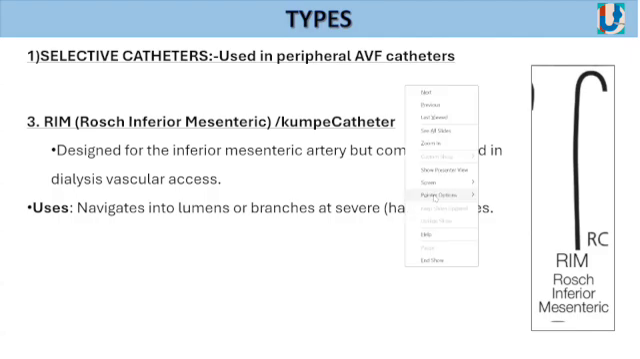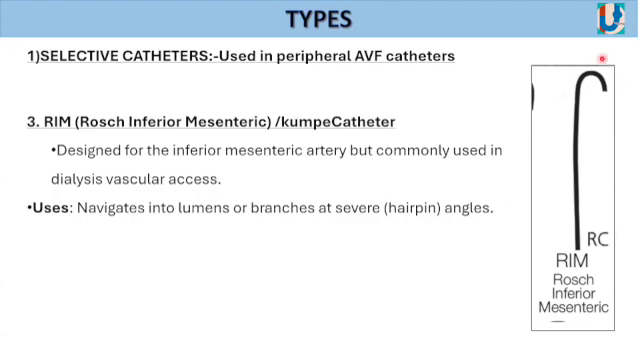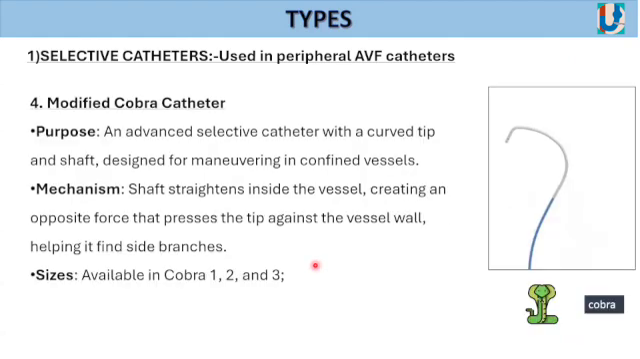Now, coming to this is a hooked catheter, and the name of the company is Roche Inferior Mesenteric Rim Catheter, and it helps us navigate the hairpin bends. And this is the cobra catheter. It looks like a cobra, and it helps us to navigate the side branches, to enter the side branches.